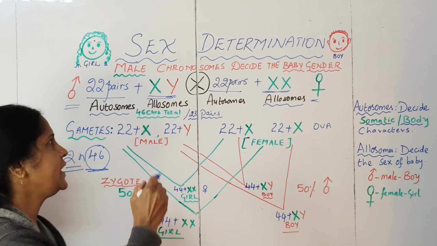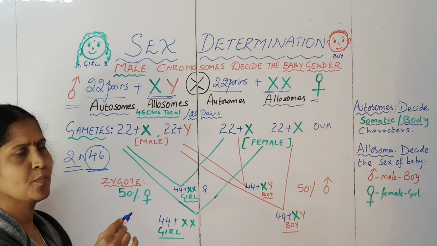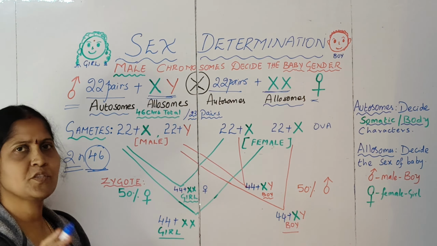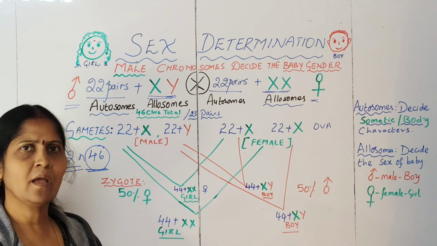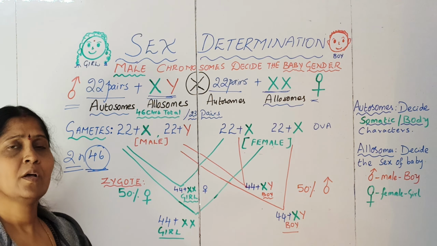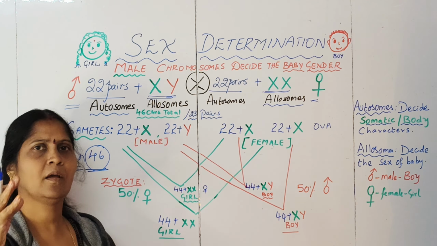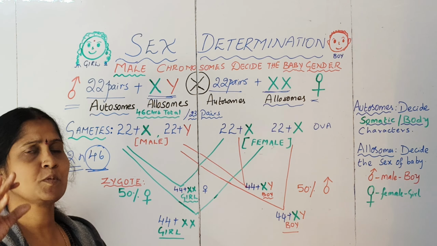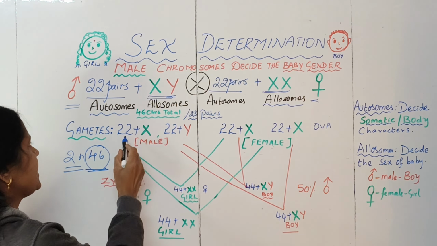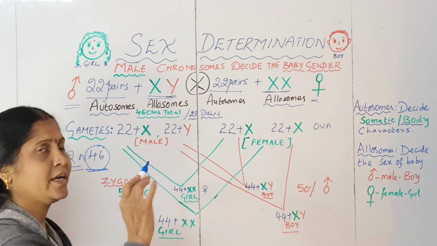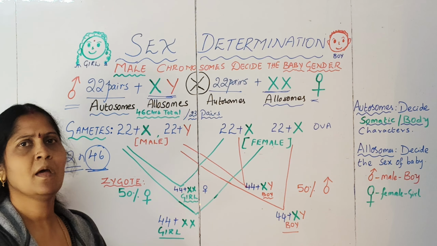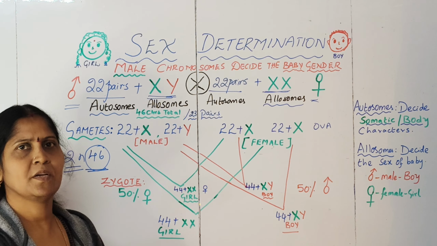That is, 22 pairs means 44 chromosomes. But here you are writing it as just 22. That is half of 44. That is 22. So that you should be clear of. So in gametes, the number of chromosomes will be haploid. In sperms, there will be 22 plus X or 22 plus Y type of chromosomes that can be present. Either of these can be present.